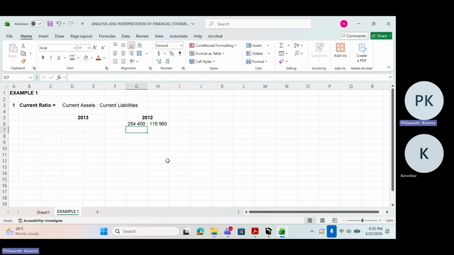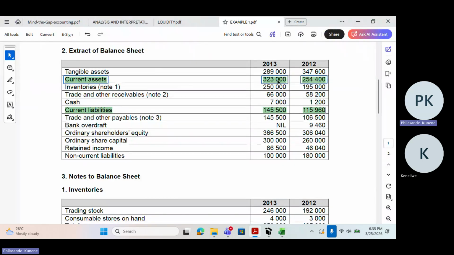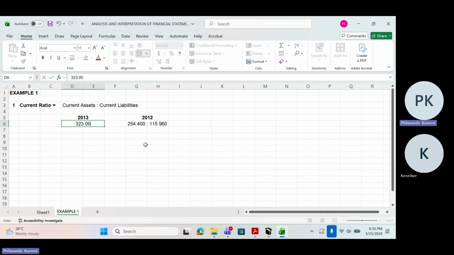Okay. Then for 2013, we have 323,000 is to 145,500. Yes, so that's what we have. Now let's punch the calculator. We know that for a ratio we always divide by the number on the right-hand side.